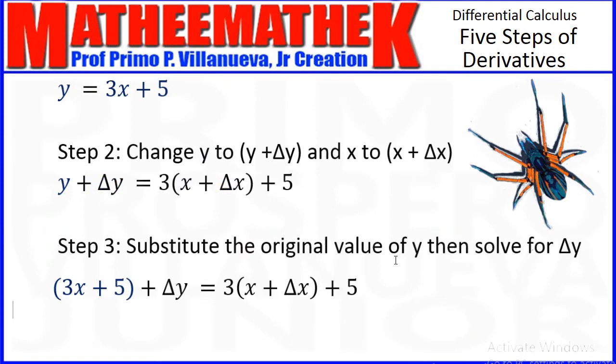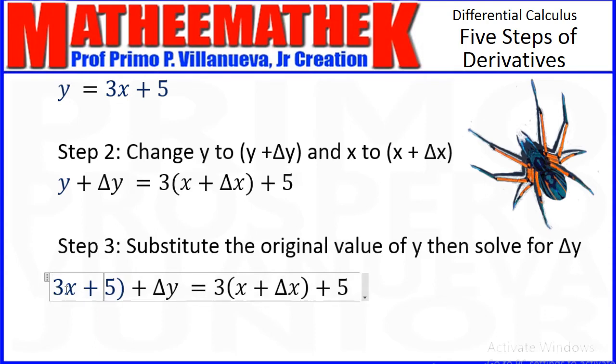Step 3. Substitute the original value of y, then solve for delta y. Here, our original value of y is 3x plus 5. So we're going to substitute it in y. So we will have 3x plus 5 plus delta y is equal to 3 times (x plus delta x) plus 5. By associative property of addition, we can remove the open and close parentheses.